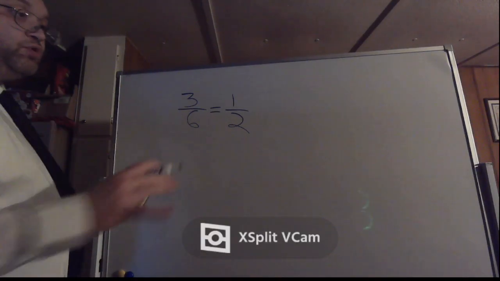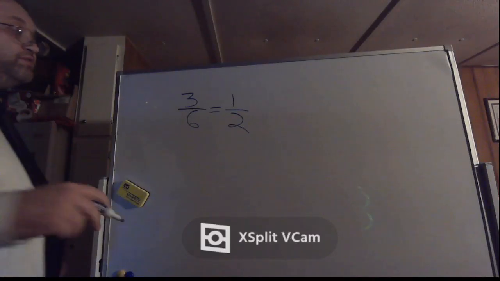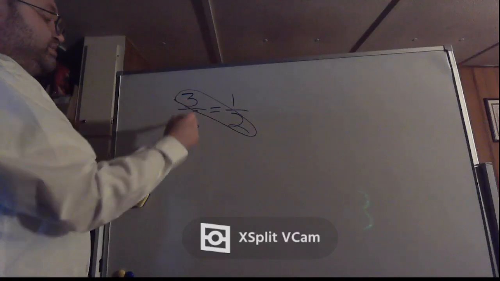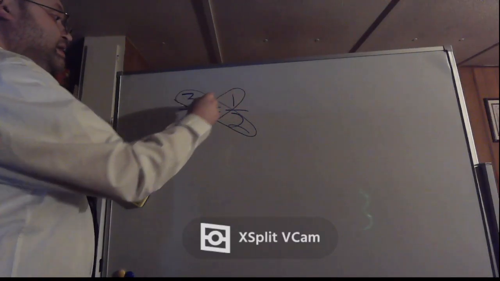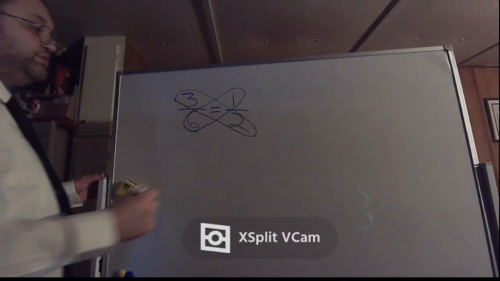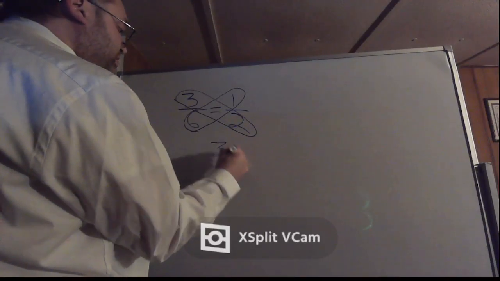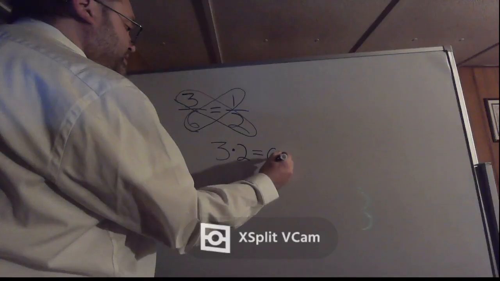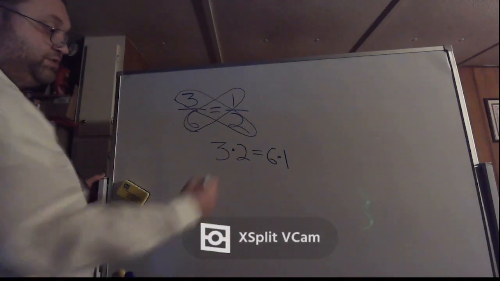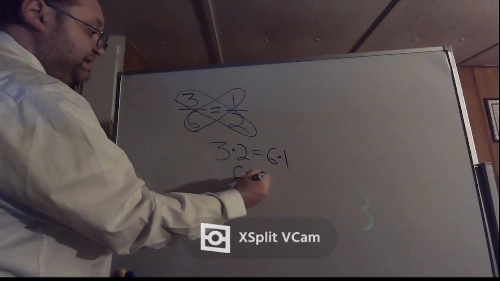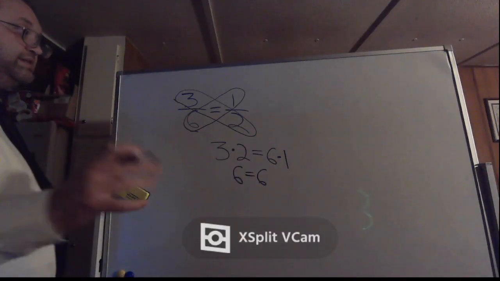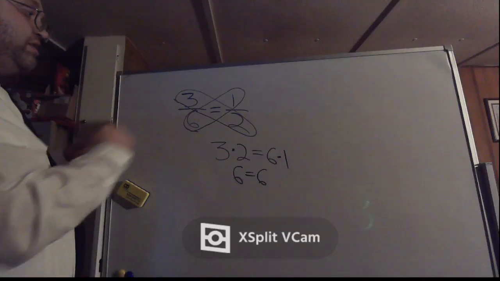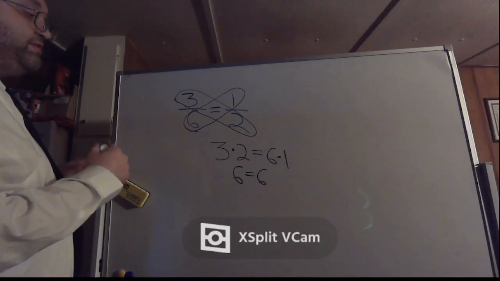These are called proportions, which we will get to a little further down the road, but what you're going to do is cross multiply. So you would take the 3 times 2 and 6 times 1 and set them equal to each other. Well, 3 times 2 is 6, 6 times 1 is 6. If you get a true statement, then they are in fact equivalent fractions. They are in fact equal.